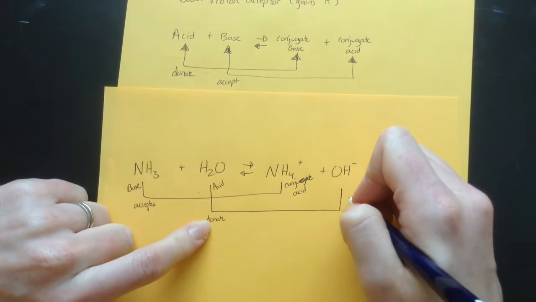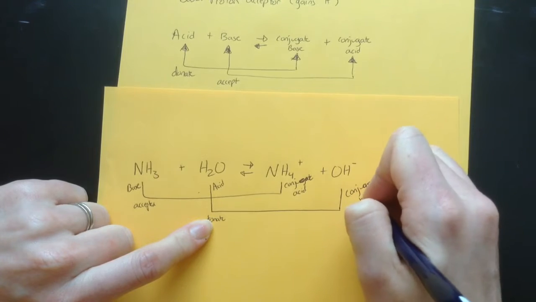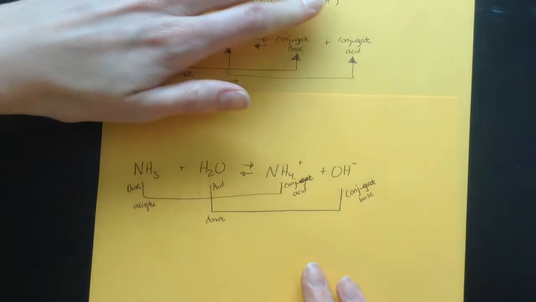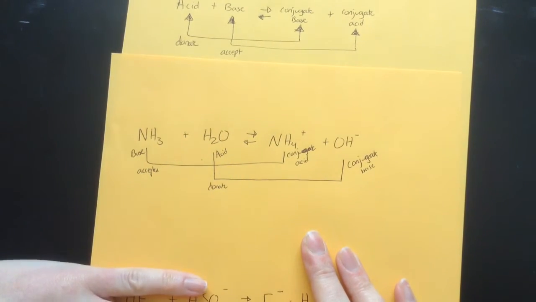This acid has a conjugate base pair over here, conjugate base, that going the other way would gain the hydrogen from the NH4. Okay, so that's another weak one because it goes both ways.